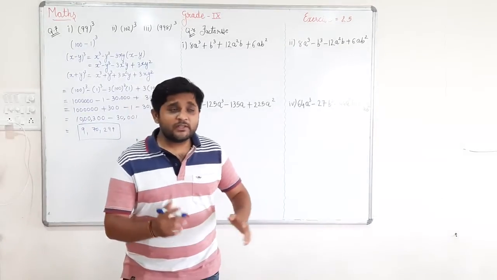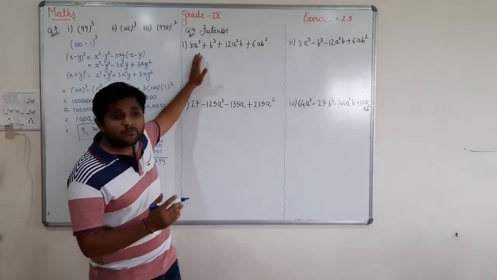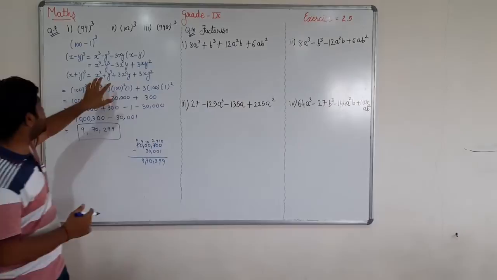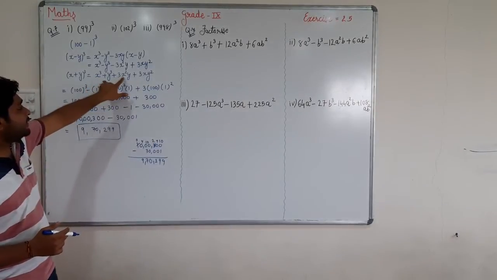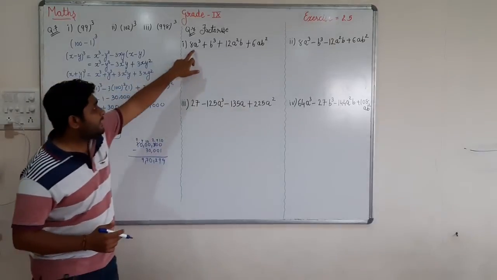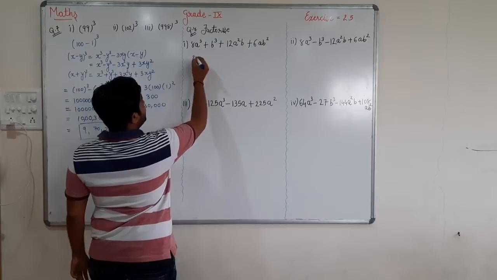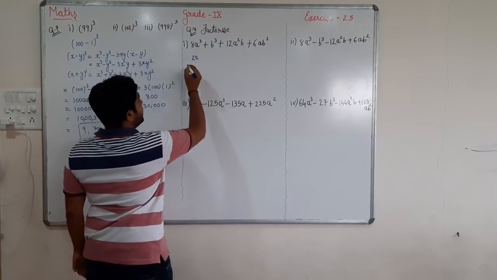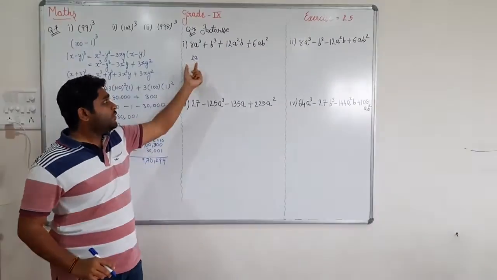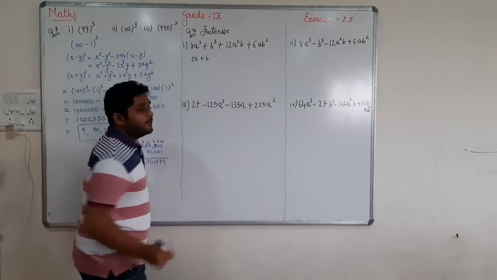Now you just see this. It is in the expanded form of (a plus b) all raised to cube. Which means it is in the form of x cube plus y cube plus 3x square y plus 3xy square. Okay, x cube means 8a cube. So 8 is the cube of 2, and 2a. So 8a cube is the cube of 2a, and b cube is the cube of b. Right?